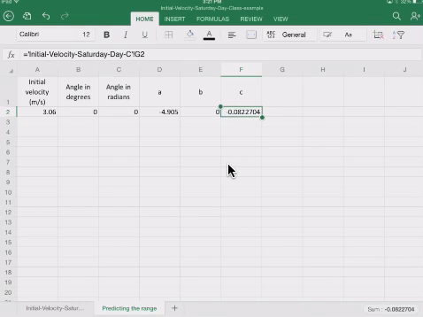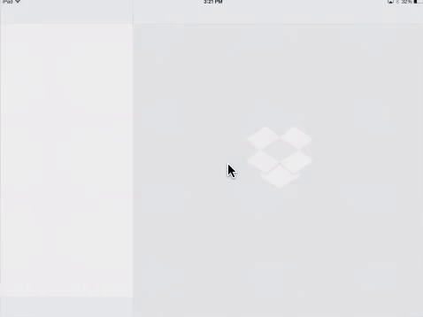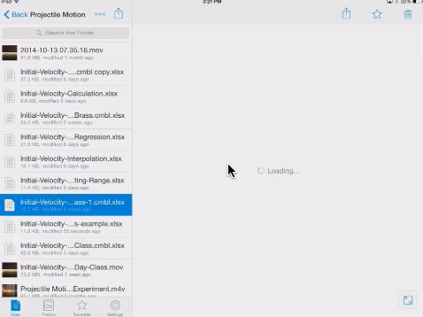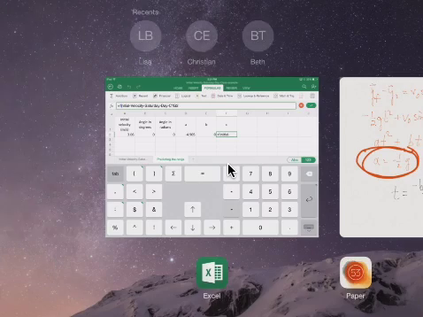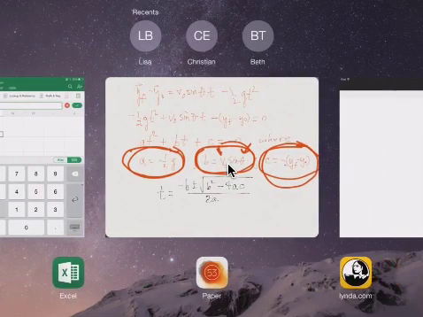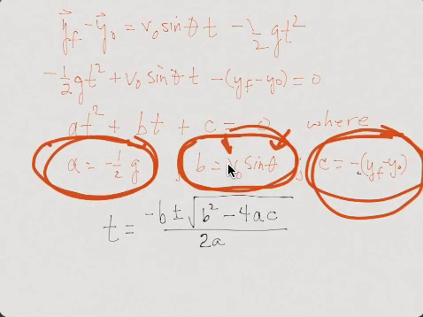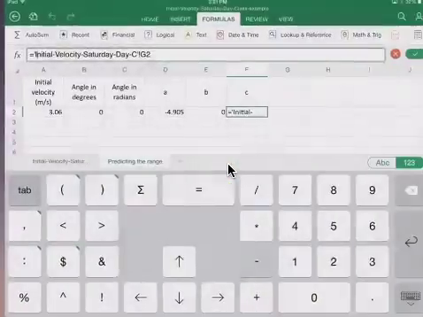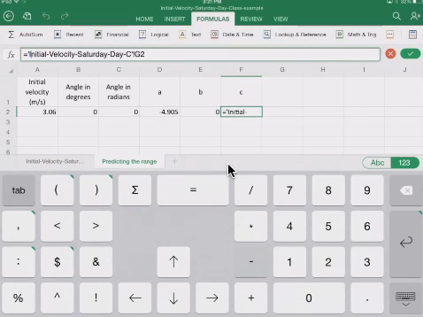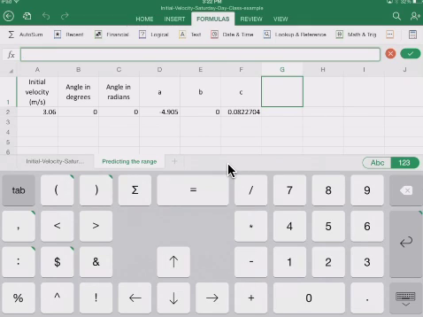Now the big thing about this is if we go back to this sheet here, you'll see that we have a negative sign for the c. So we have a negative yf minus y naught. So I need to actually put a negative sign in front of this. So there we go. It's going to make it positive. Now we can calculate our time of flight.